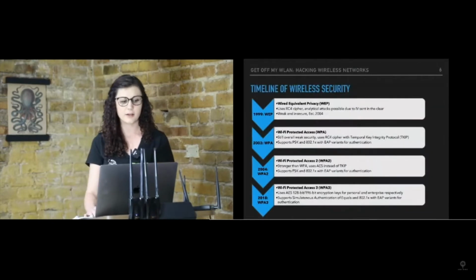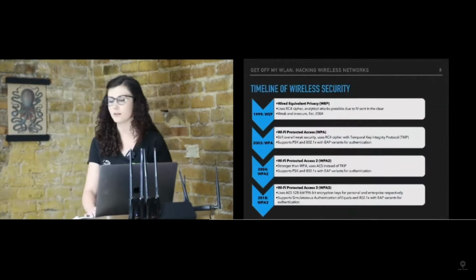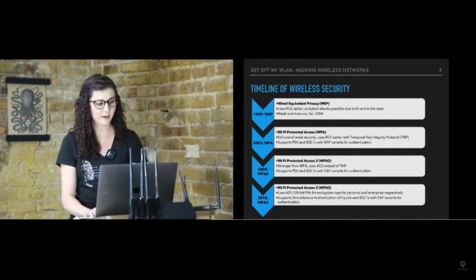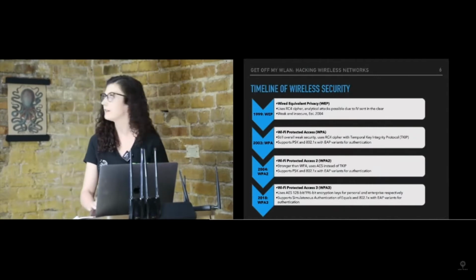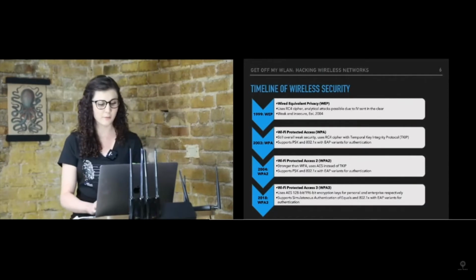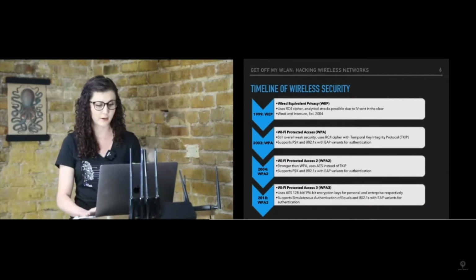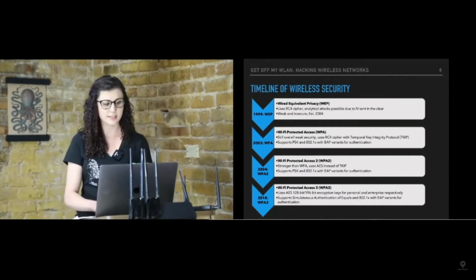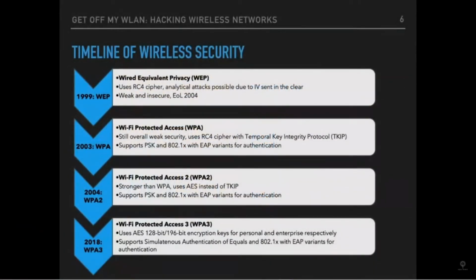So let's get into a bit of the timeline of wireless security. As wireless networks have evolved, the Wi-Fi Alliance has developed several security protocols to help improve wireless network security. In 1999, we have WEP, or Wired Equivalent Privacy, which hopefully we're not seeing too many networks configured with today, as this was deprecated in 2004.